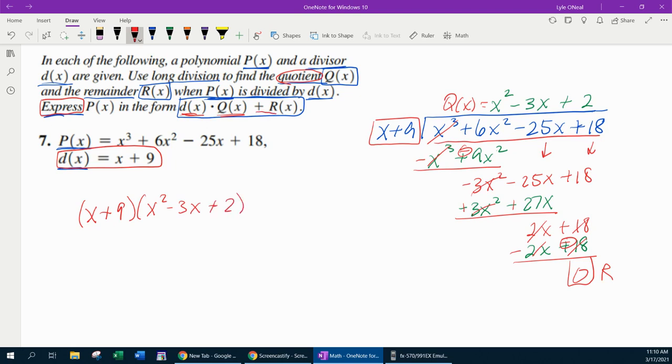And then it says plus r of x. Now, r of x is the remainder, but our remainder is 0. So we're simply going to say plus 0. If you want to express it the way they want it, you need to have the plus 0.